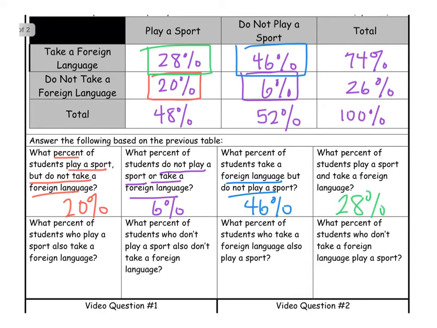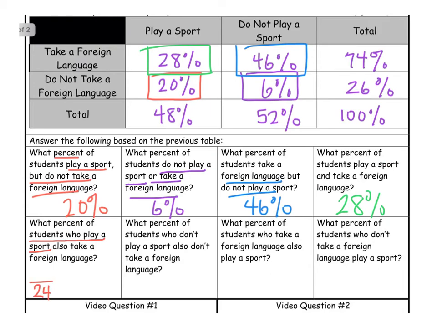Okay, the next set of questions are a little bit tricky. So if we look at this first question, it says what percent of students who play a sport. So we're just looking at the students who play a sport. And how many students play a sport? If we look at our previous column, 24 students play a sport.